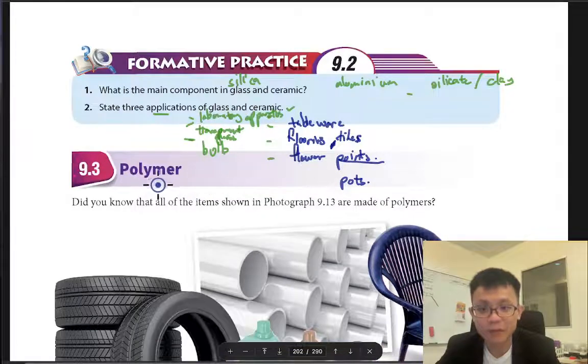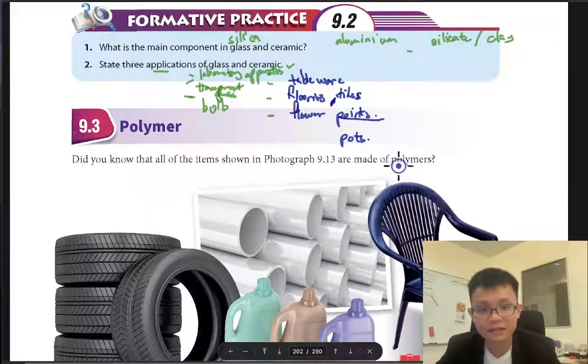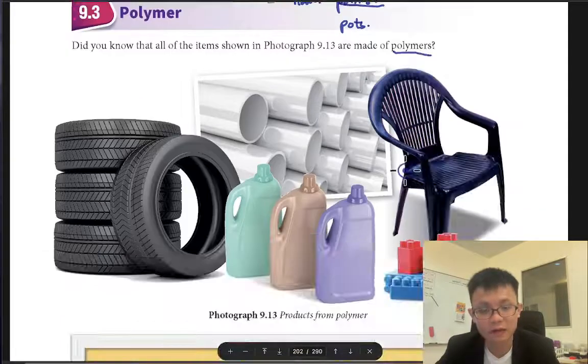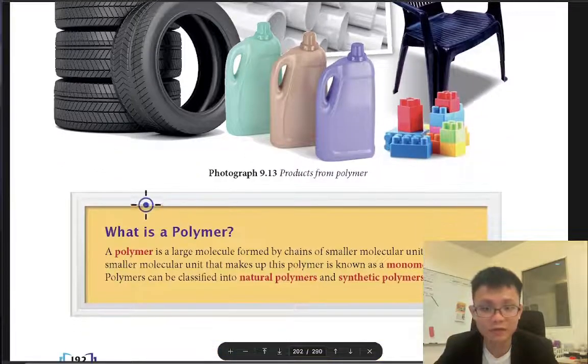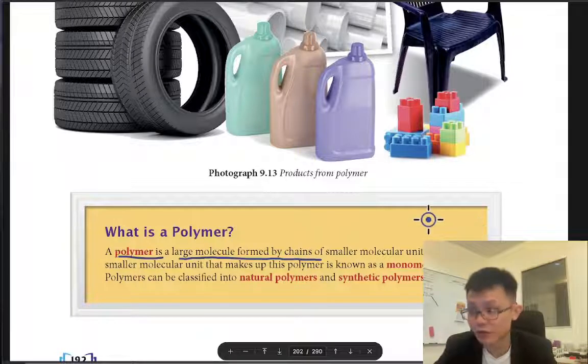Okay, now we want to look at polymer. Of course, I think ceramic and glass are easier compounds. Polymer is a more high-tech compound. A polymer consists of a large molecule chain. This is the keyword: large molecule chain from molecular units.